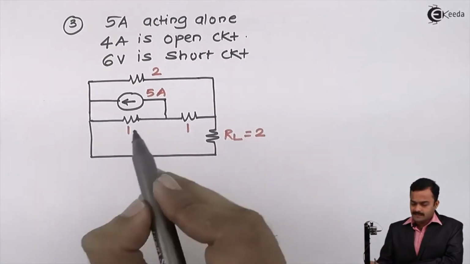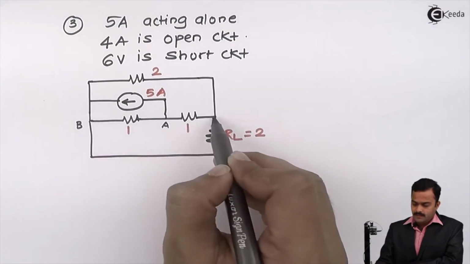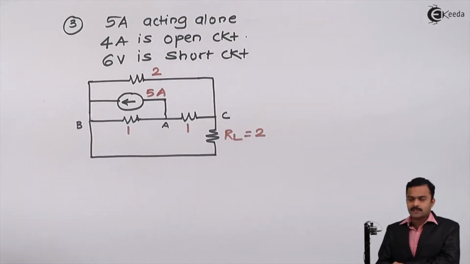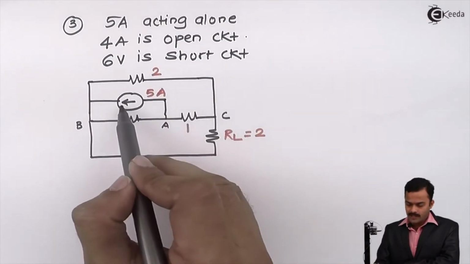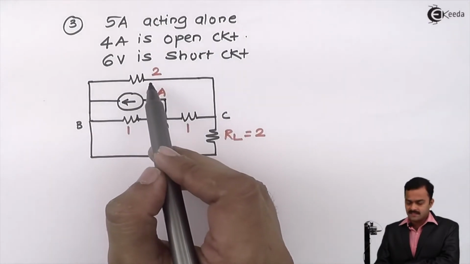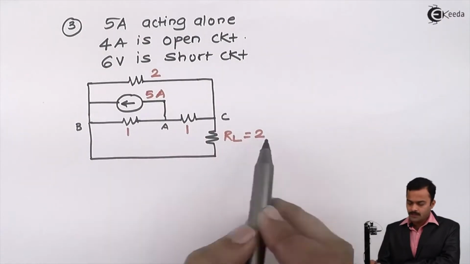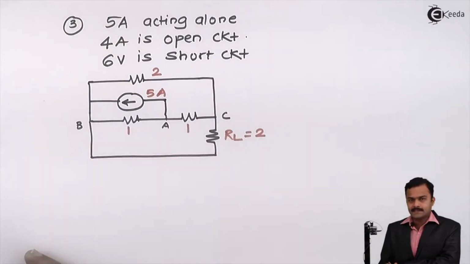Same way, I can consider here point A, this point is B, this point is C. So after considering all this modification, I will get a circuit diagram like this: 5 ampere acting alone with resistances 2 ohm, 1 ohm, 1 ohm, and this RL equal to 2 ohm. So let's consider this point as A, B, and C, and let's redraw the circuit.